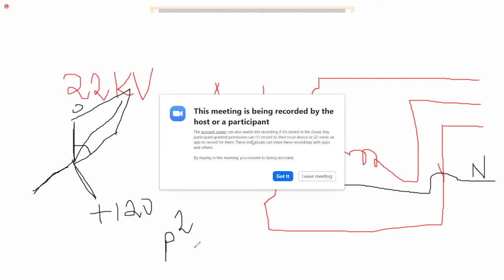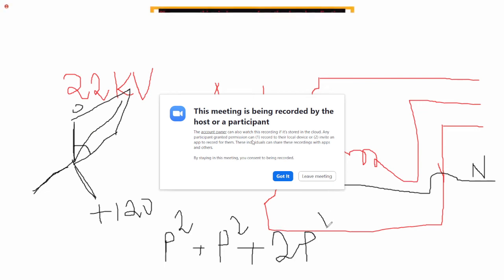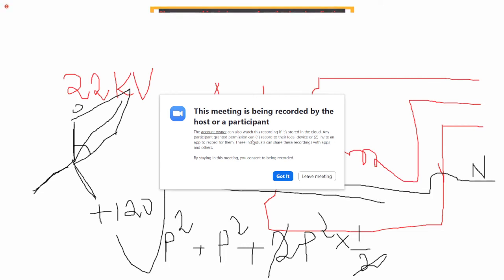plus P square and plus 2P square and cos 60 होता है 1/2 है. तो अगर इसका पूरे का भी स्क्वायर रूट करने का, तो ये 2 से 2 जाएगा. पूरे का स्क्वायर रूट करेंगे तो क्या आएगा, बोलो ना. √3p. So naturally line voltage is equal to √3 into phase voltage.